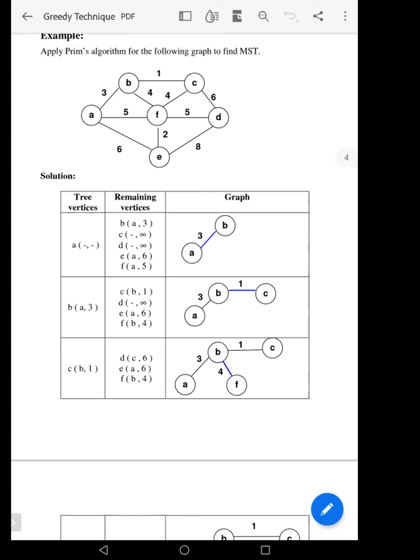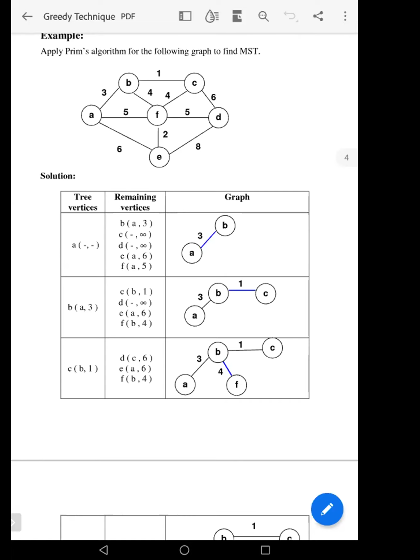Now E. Previously, why is it A comma 6? Because we are not taking the adjacency directly. Previously E is adjacent to A, so we just copy that one, EA6. And similarly F is already adjacent to A, because A is already in the graph. So we just copy the last two, EA6 and FA5. But the value can change.